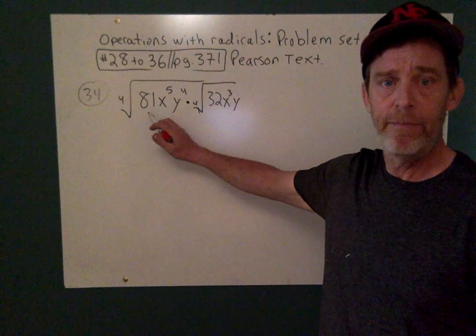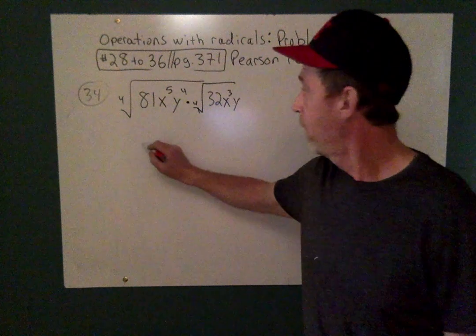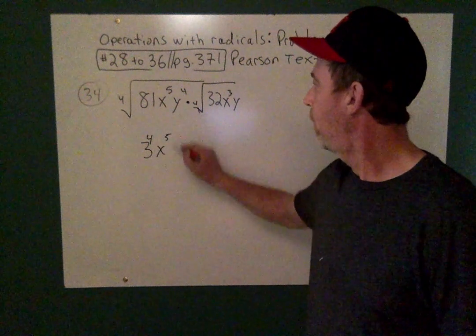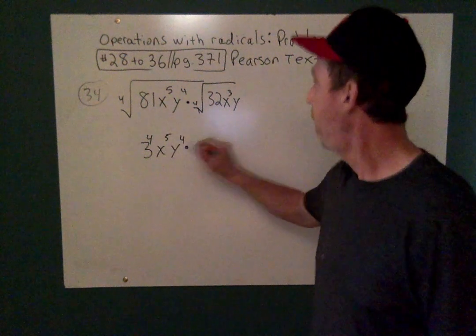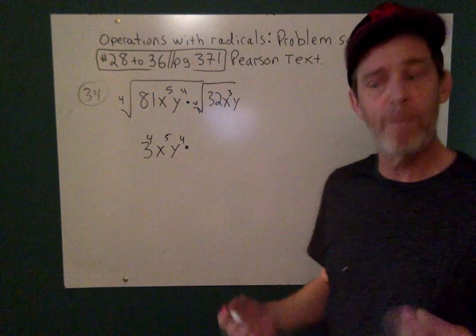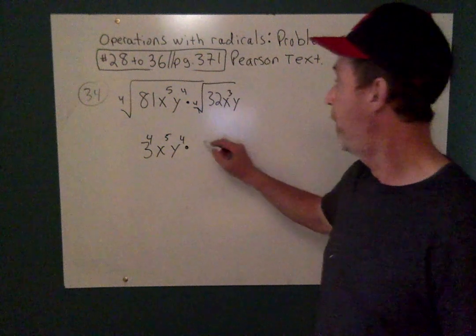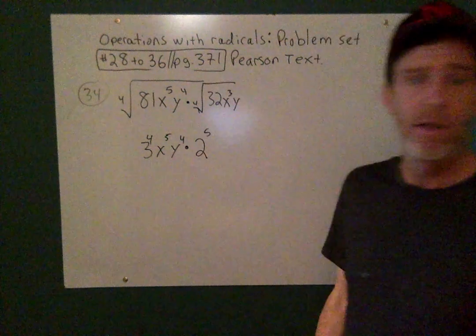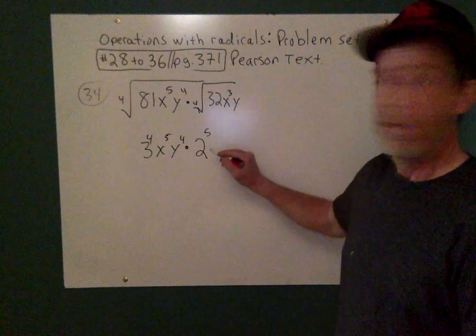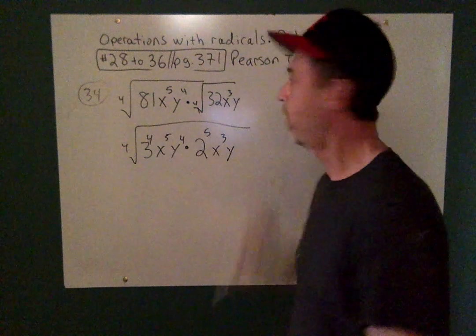81 is 9 times 9, which is 3 times 3. So that happens to be 3 to the 2nd times 3 to the 2nd, 3 to the 4th. And then x to the 5th, y to the 4th, times the 32. So a couple ways you can break 32 up. It is 8 times 4, which is 2 to the 3rd times 2 to the 2nd. Either way you go, you end up with 2 to the 5th when all is said and done. 16 times 2, the same thing. That's 2 to the 4th times 2 to the 1st. 2 to the 5th is 32. And then x to the 3rd, y. All of that is under the 4th root.